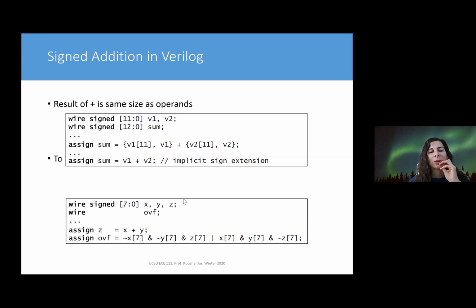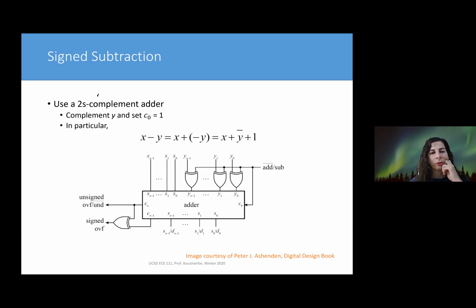With the plus sign, we need to make sure that if the result of the sum is the same size as the operand, we get into this scenario, which implicitly extends the sum. So in order to avoid that problem, Verilog has a function to help with this overflow.